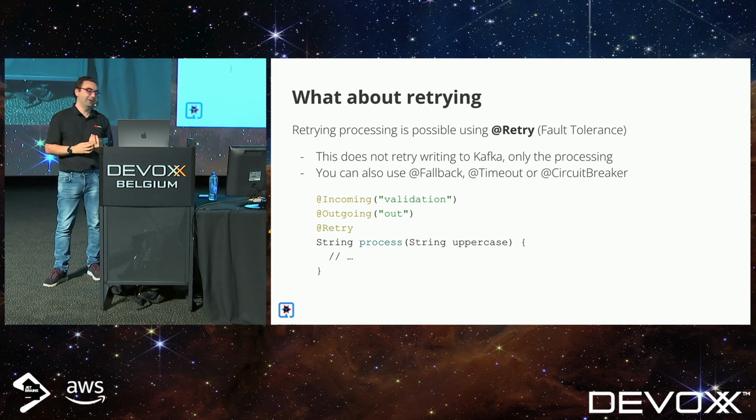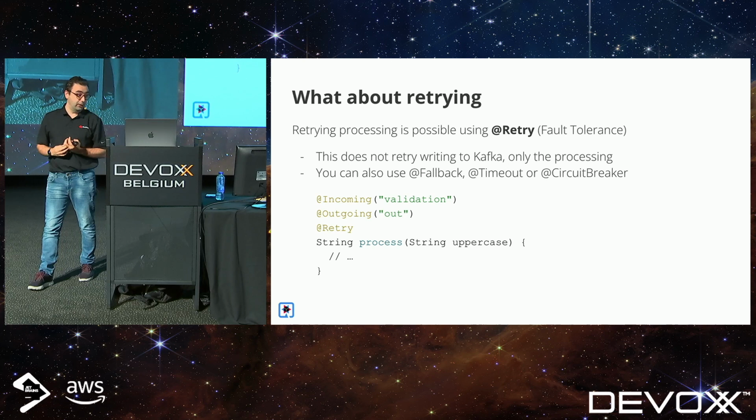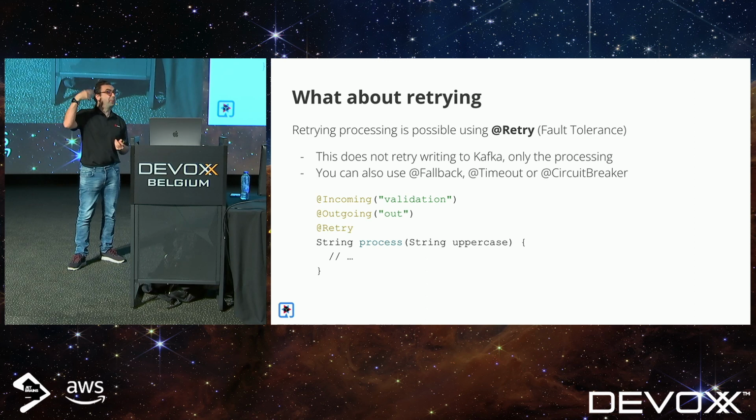In that case, you can just use the @Retry annotation. It will retry. If you don't set anything, I think it's 3 times. You can configure the backoff strategy, the number of retries, you can use fallbacks, you can use the circuit breaker annotation. So we have a lot of things to do that.